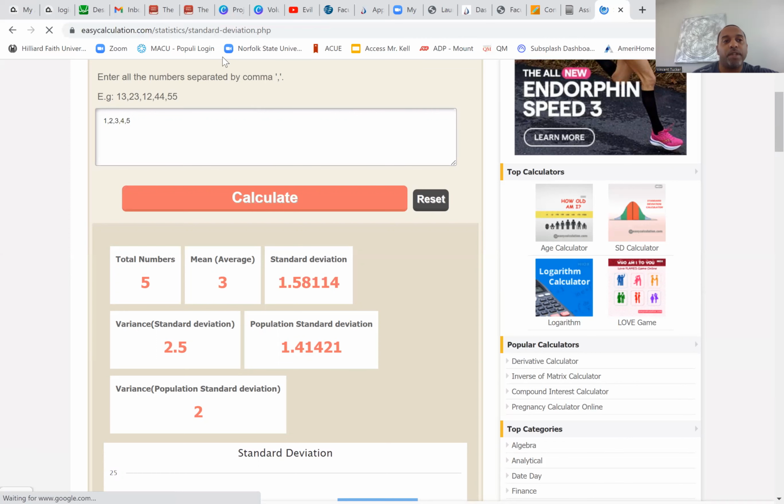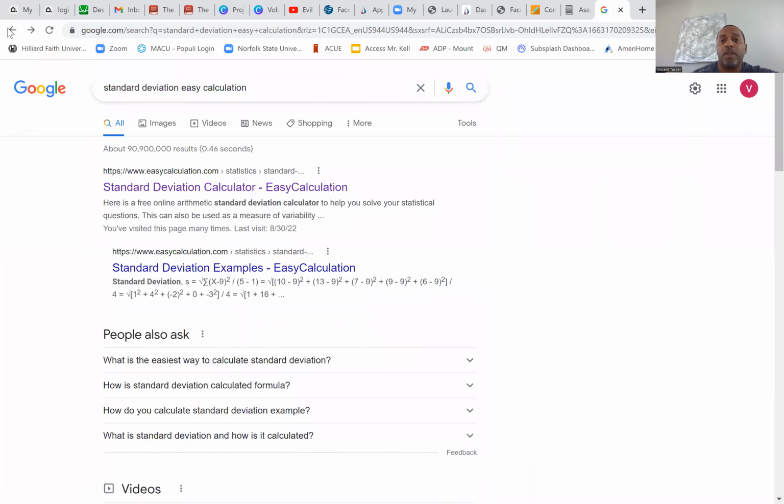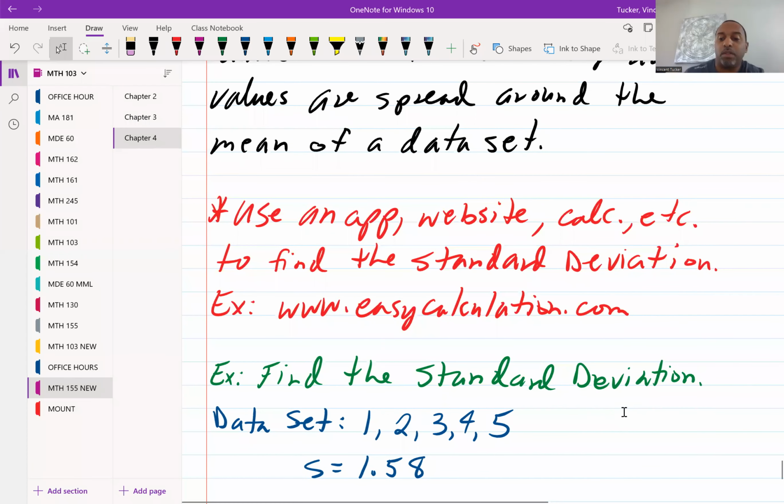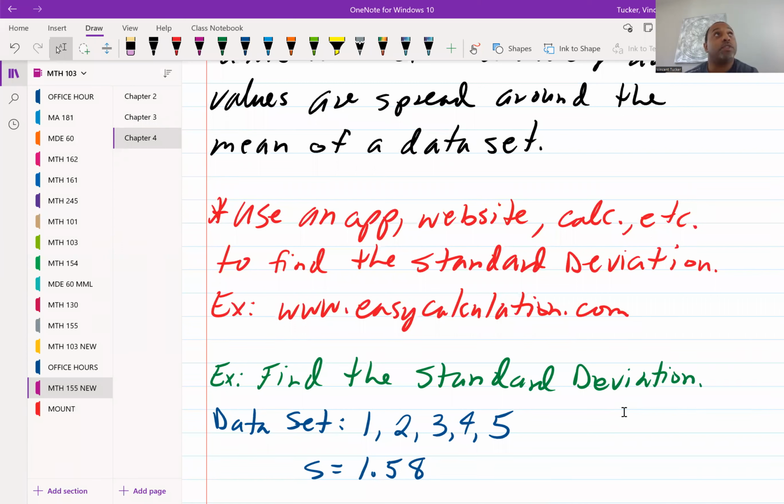Questions on any of that? Once again, you don't have to use easycalculation.com, but you just have to make sure you have something that is reliable that can calculate standard deviation for you. All right. Questions on anything at this moment?